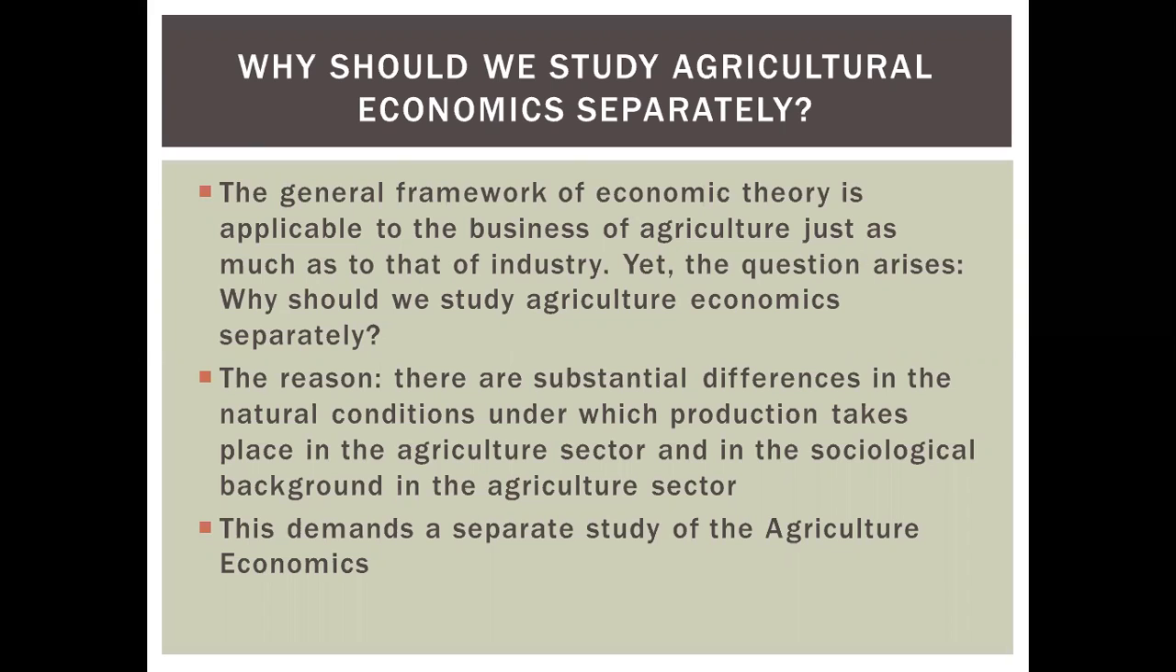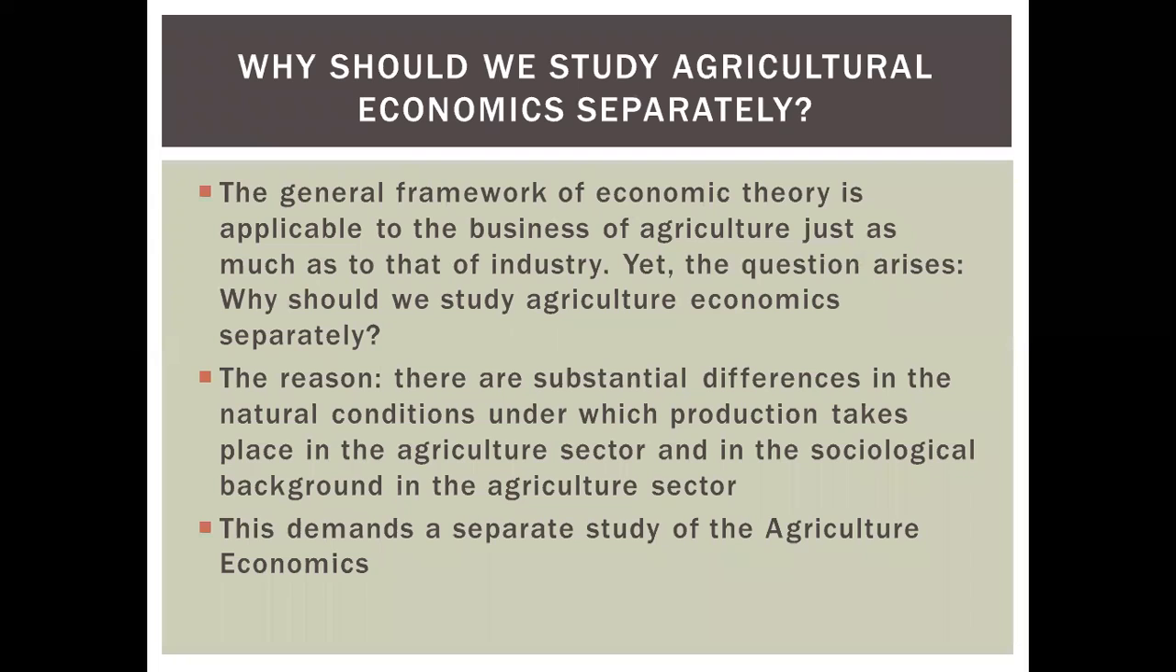But the question is, why should we study agricultural economics separately? The general framework of economic theory is applicable to the business of agriculture just as much as to that of an industry. Yet the question arises, why should we study it separately? Simply speaking, the reason is this: there are substantial differences in the natural conditions under which production takes place in the agriculture sector, because agricultural output is a function of things like the climate, the availability of land, and the availability of rain or rainfall.